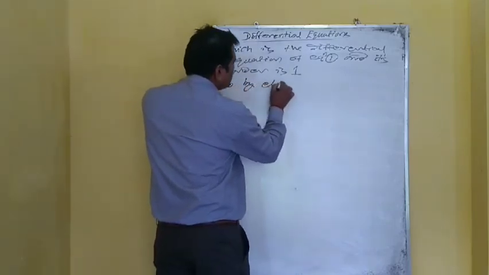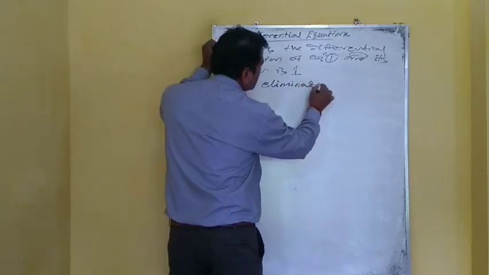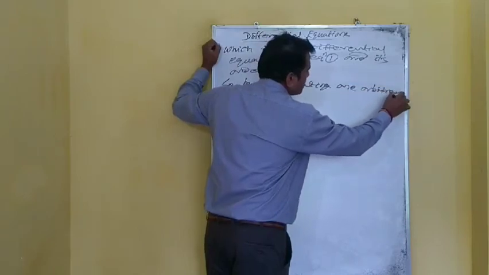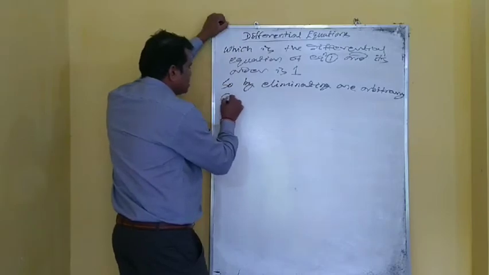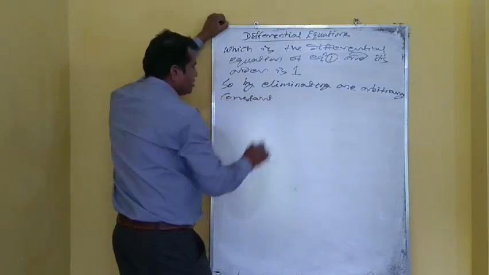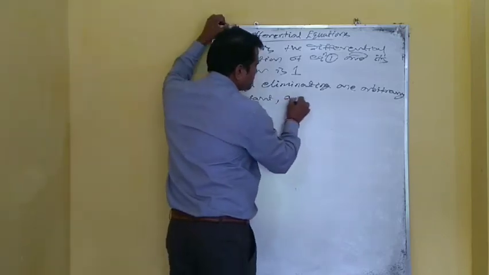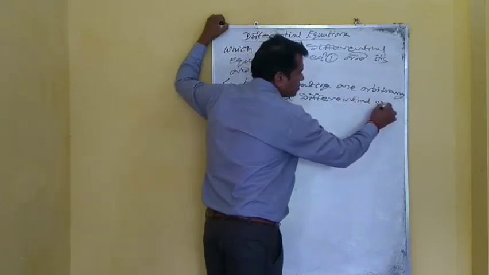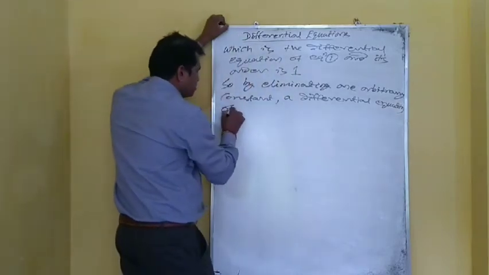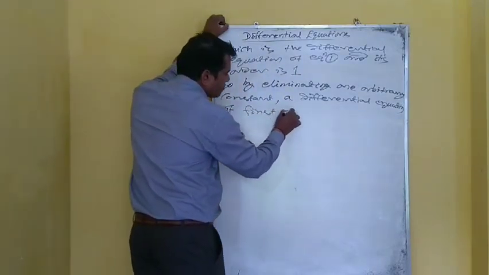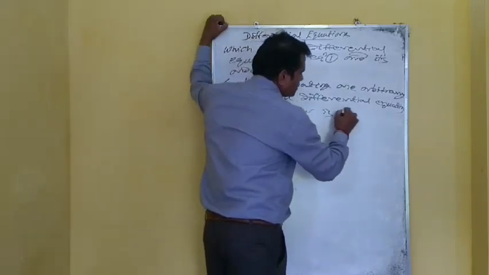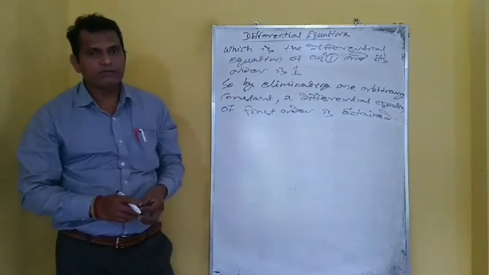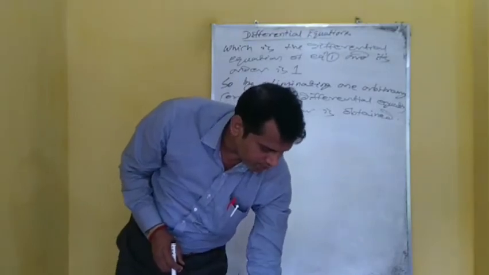So by eliminating one arbitrary constant, a differential equation of first order is obtained. Arbitrary means any arbitrary constant, meaning parameter A. So by eliminating one arbitrary constant, a differential equation of first order is obtained.